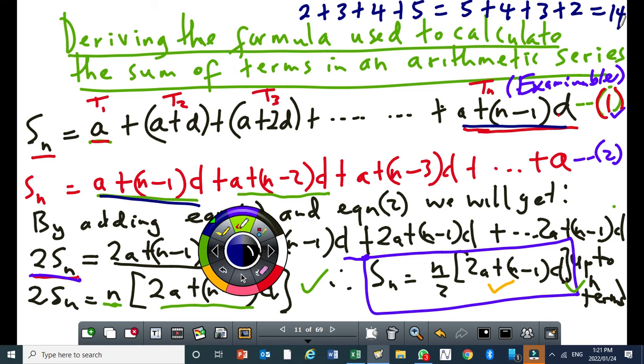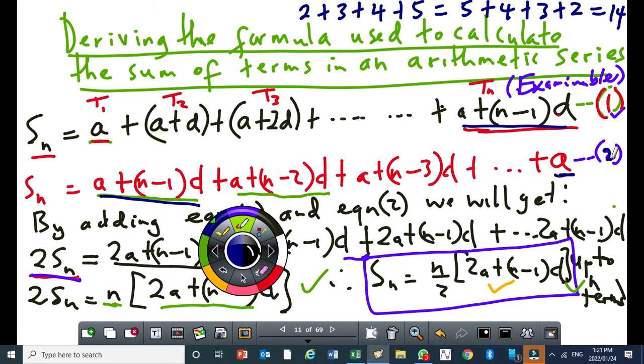For the second equation, we just have to manipulate the first equation by rewriting it starting from the last term up to the first term of the first equation. So write A plus N minus 1 times D. Now the next term after A plus N minus 1 times D is going to be A plus N minus 2 times D. Alright? Then the third term will be A plus N minus 3 times D, plus the last term, which will be A. So your last term here is going to be A. So that becomes equation 2.